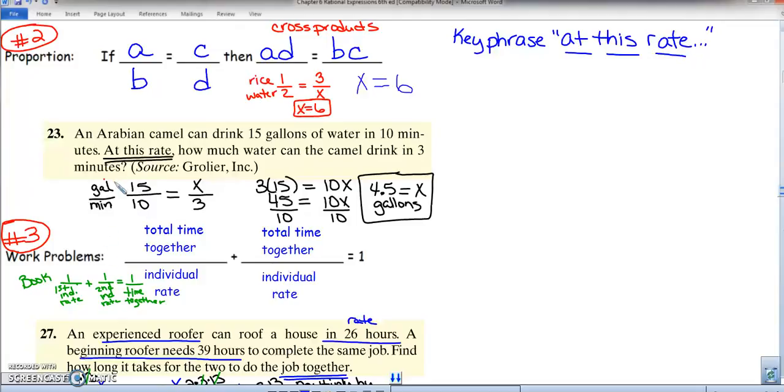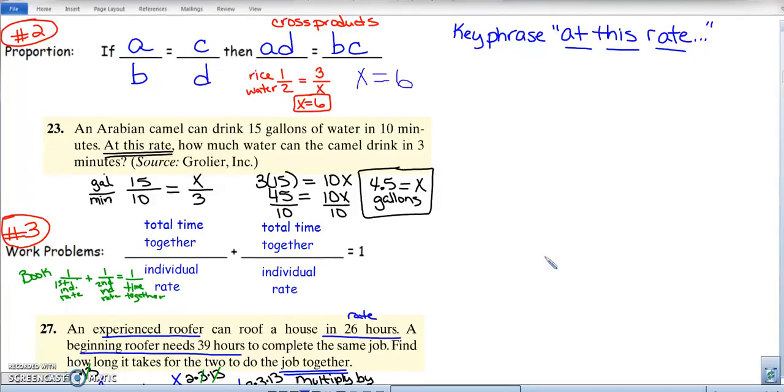When setting up proportions, you need to be consistent to make sure that you're putting the same units of measurement on top and on bottom. So gallons on top, minutes on bottom, gallons on top, minutes on bottom. Another way we could set this up would be to put minutes over minutes, gallons over gallons. We just need to make sure that we're associating the correct minutes on top here with the correct gallons over here. So anyway, finding the cross products, we would multiply across here 3 times 15 and set it equal to 10 times x. When you solve for x, you end up with 4.5 gallons is what the camel could drink in 3 minutes.